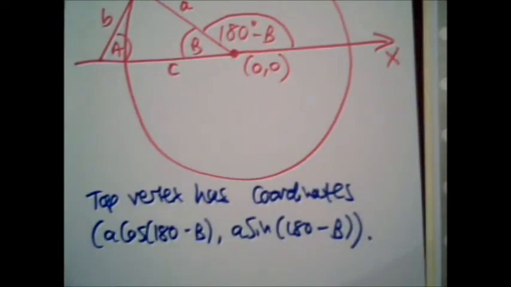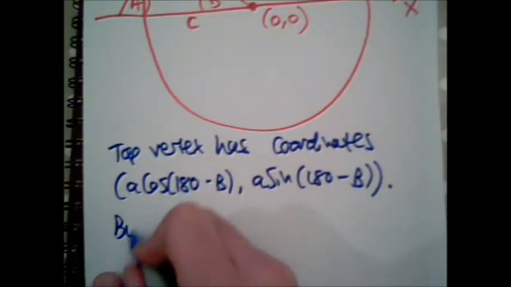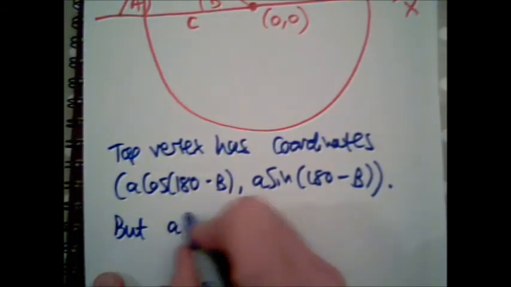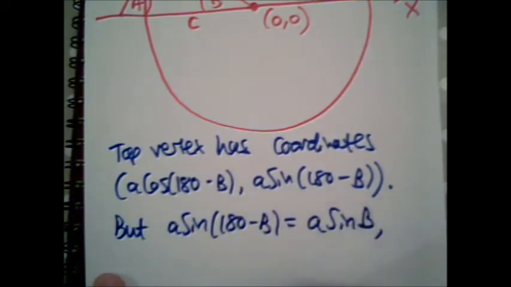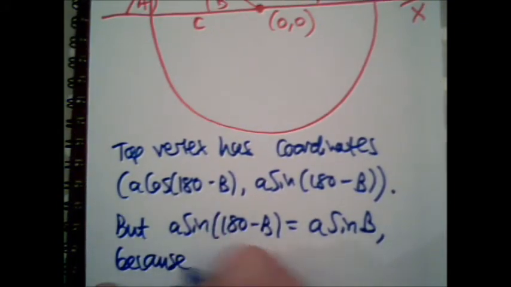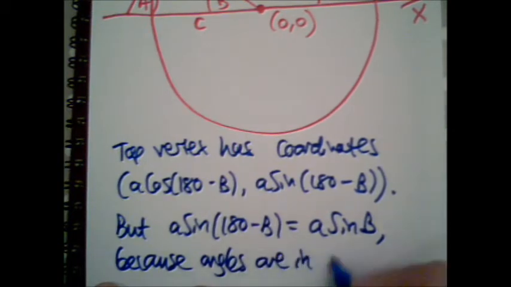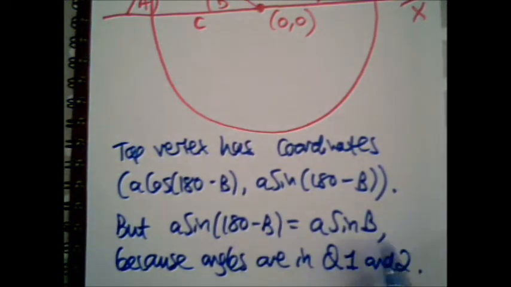So there we go. The top vertex has those coordinates, but A sine of 180 minus B is the same as A sine of B, because the two angles are in quadrants 1 and 2. If B is acute, it's in quadrant 1, so this is in quadrant 2. If B is obtuse, this is in quadrant 2, so this is in quadrant 1. And either way, sine is positive in 1 and 2. This is just a reference angle for that, so they have to be the same.